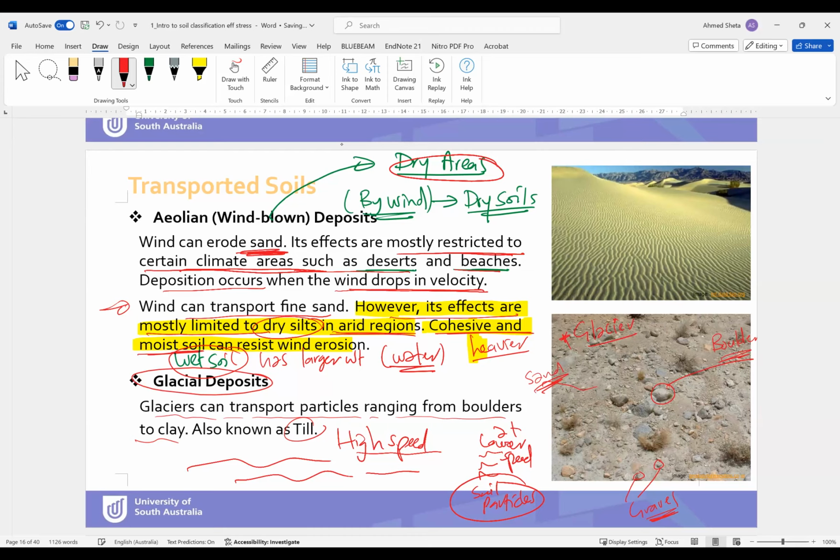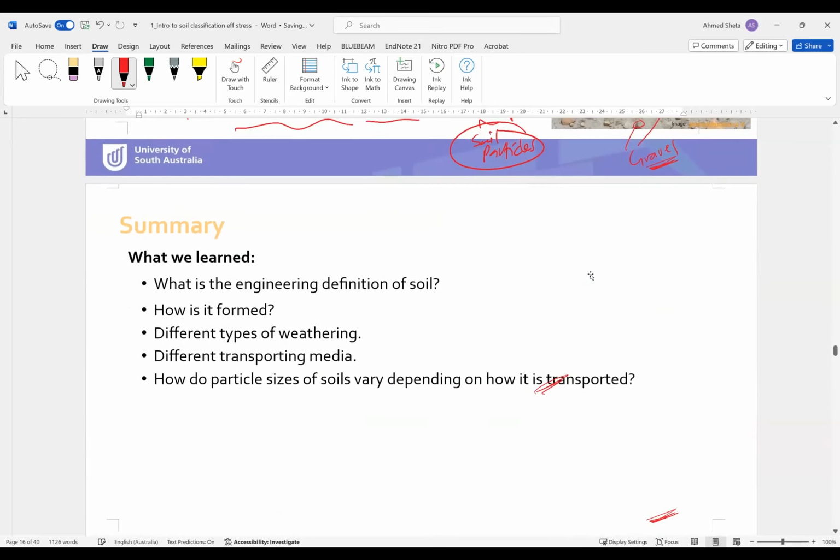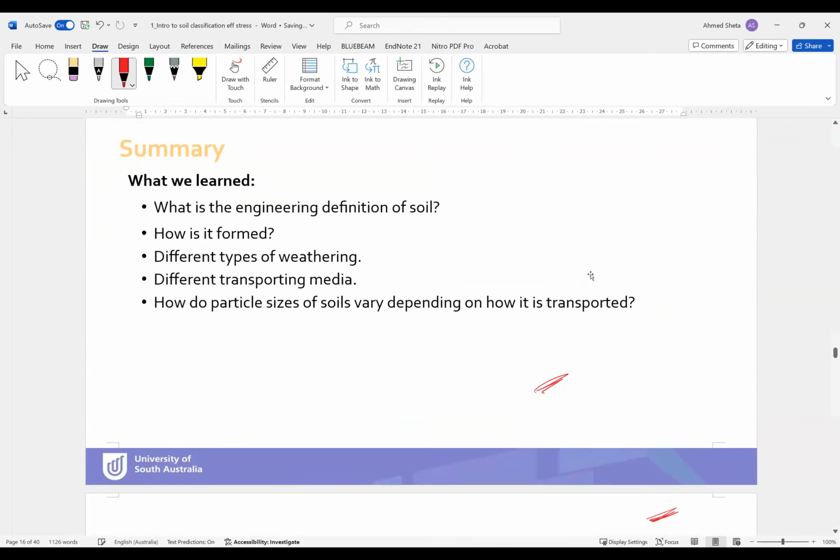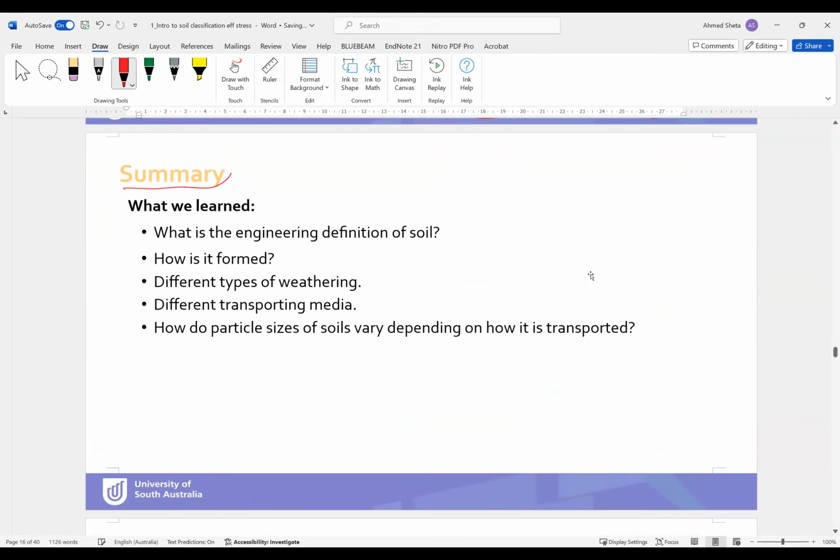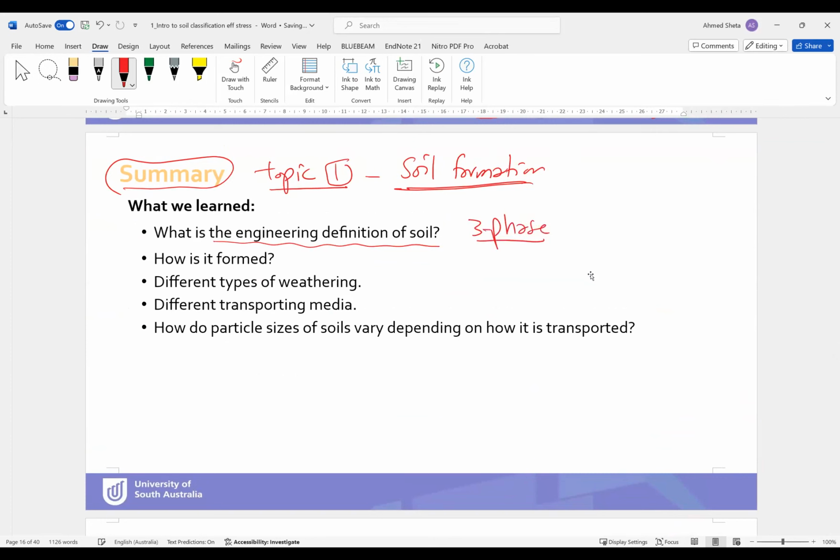The next slide is just a summary of what we have done in this part, and then we will have a short break. So what we have done in the first topic of the lecture, topic 1, which is soil formation: how the soil forms, or what happened to form the soil. So this is the summary of what we have done. What is the definition of the soil? We have a three-phase material, if it is normal soil: solids, water, and air. It can be two phases only if it is saturated.